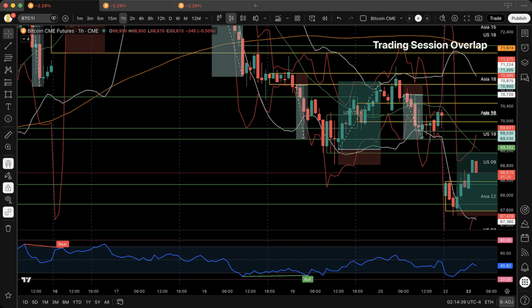Now we move from observation to execution, because understanding structure only matters if execution adapts. And this environment requires a different execution approach. First, we define the key structure. The March 12th U.S. session boundary remains a dominant reference. Price continues to test it, but fails to hold above it. This creates a repeated rejection condition.